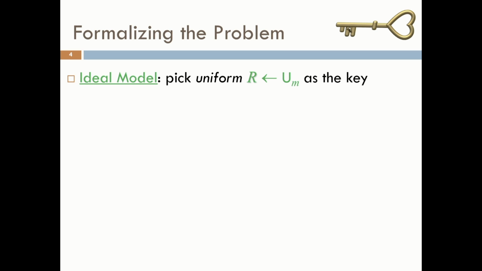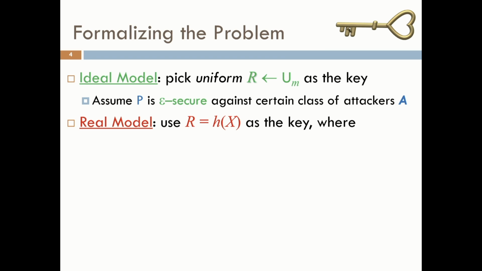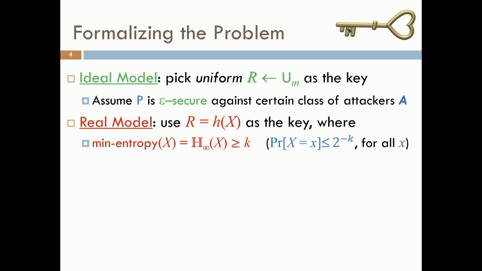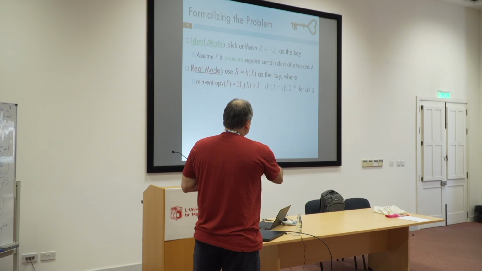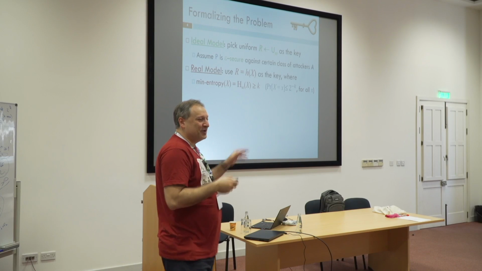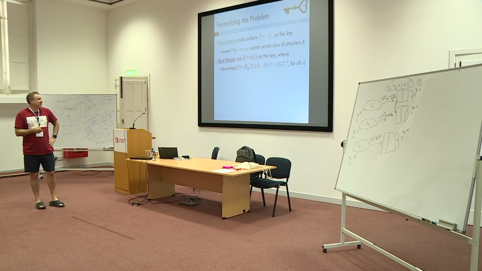So let's formalize this problem. In the ideal case, we pick an m-bit key uniformly at random and assume the application P is epsilon secure against a certain class of attackers. I don't really care if the attacker is computationally bounded or maybe unbounded. In the real model, which will be denoted in red, I'm going to derive this key. I assume that the only thing I know about my source is that it has entropy K. This is the definition of min-entropy: no string happens with probability more than 2 to the minus K.